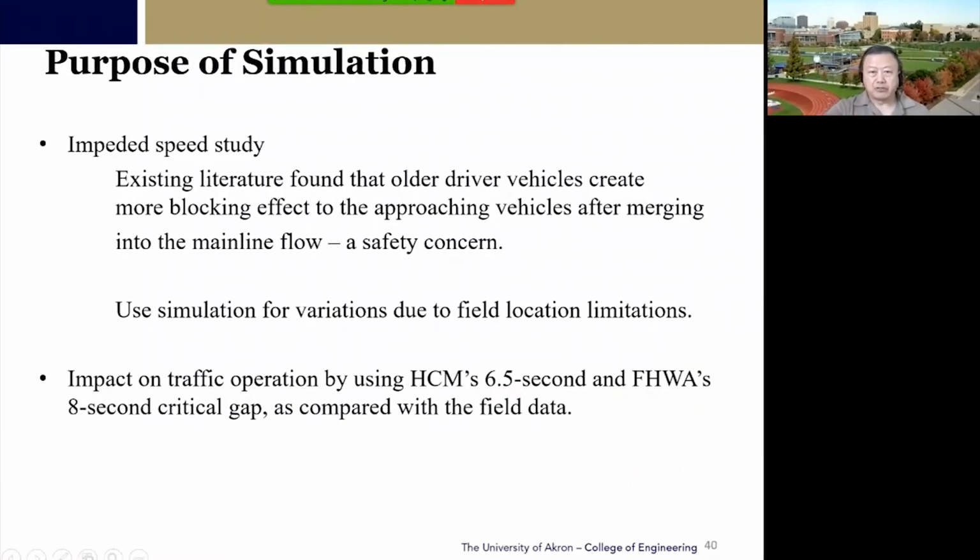So let's move to the simulation. I mentioned that we still need to do simulation because of our limitation in collecting data dealing with auto drivers. Of course, the simulation has its purpose. Two are listed here. One is to study the impeded speed. What do we mean by impeded speed? A lot of studies have found that auto driver vehicles create blocking effects to the approaching vehicles after they merge into the mainline flow. This is a safety concern, especially when the auto drivers select a very short gap.